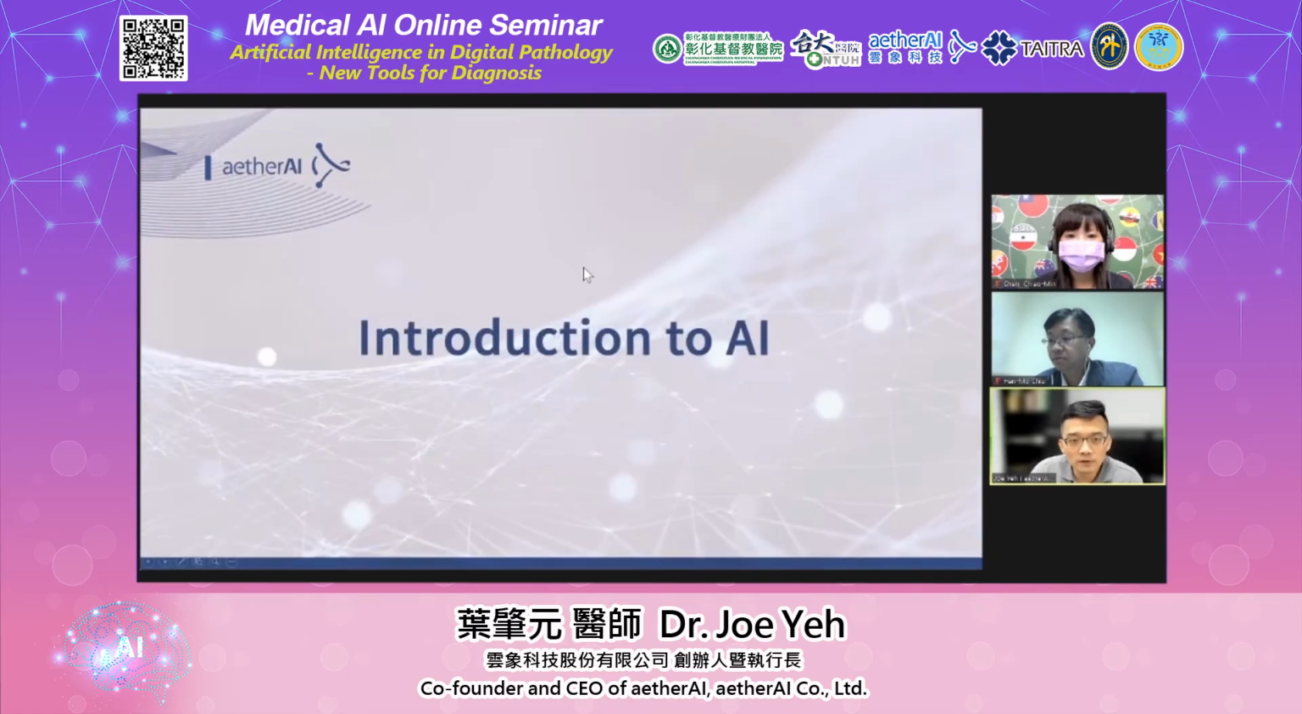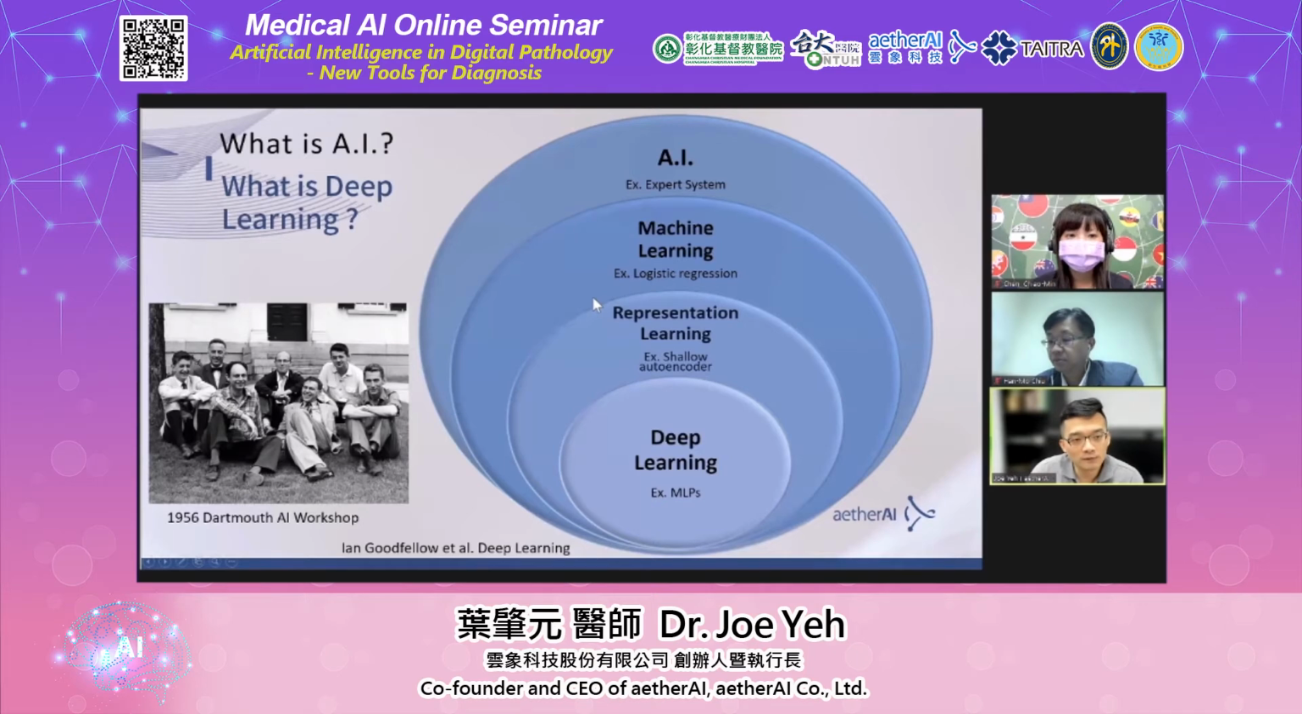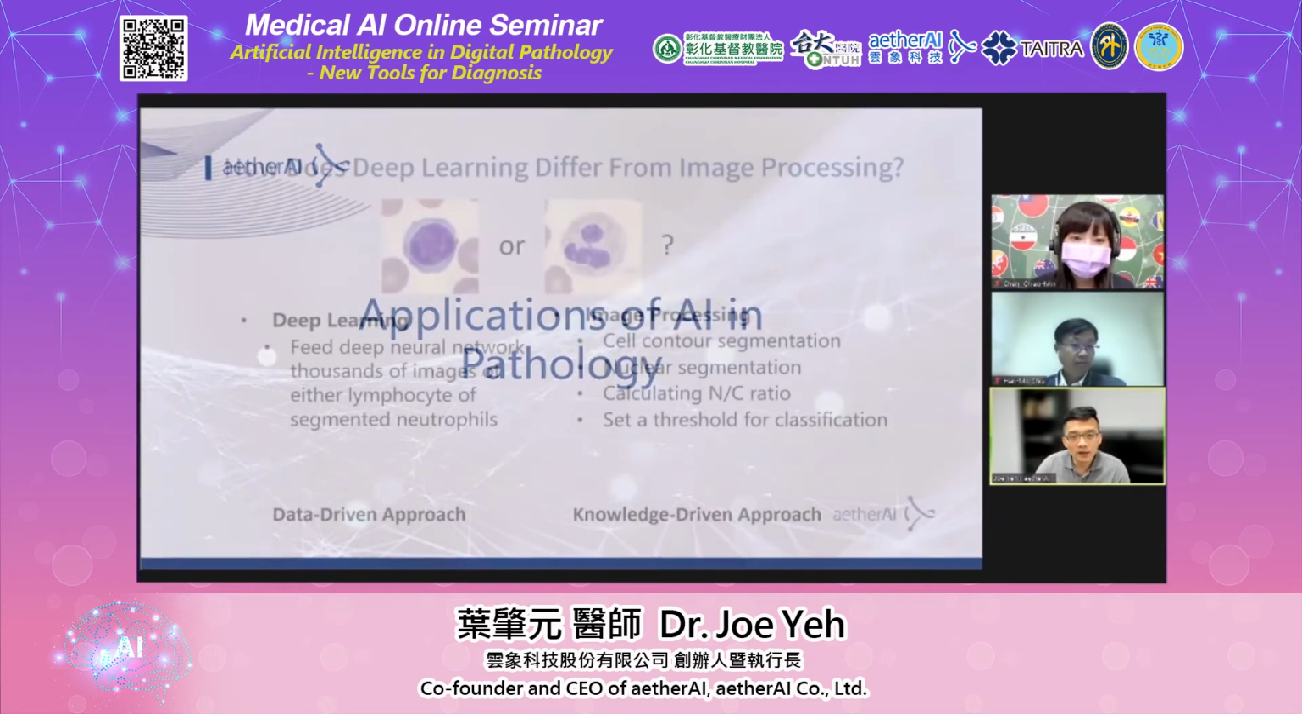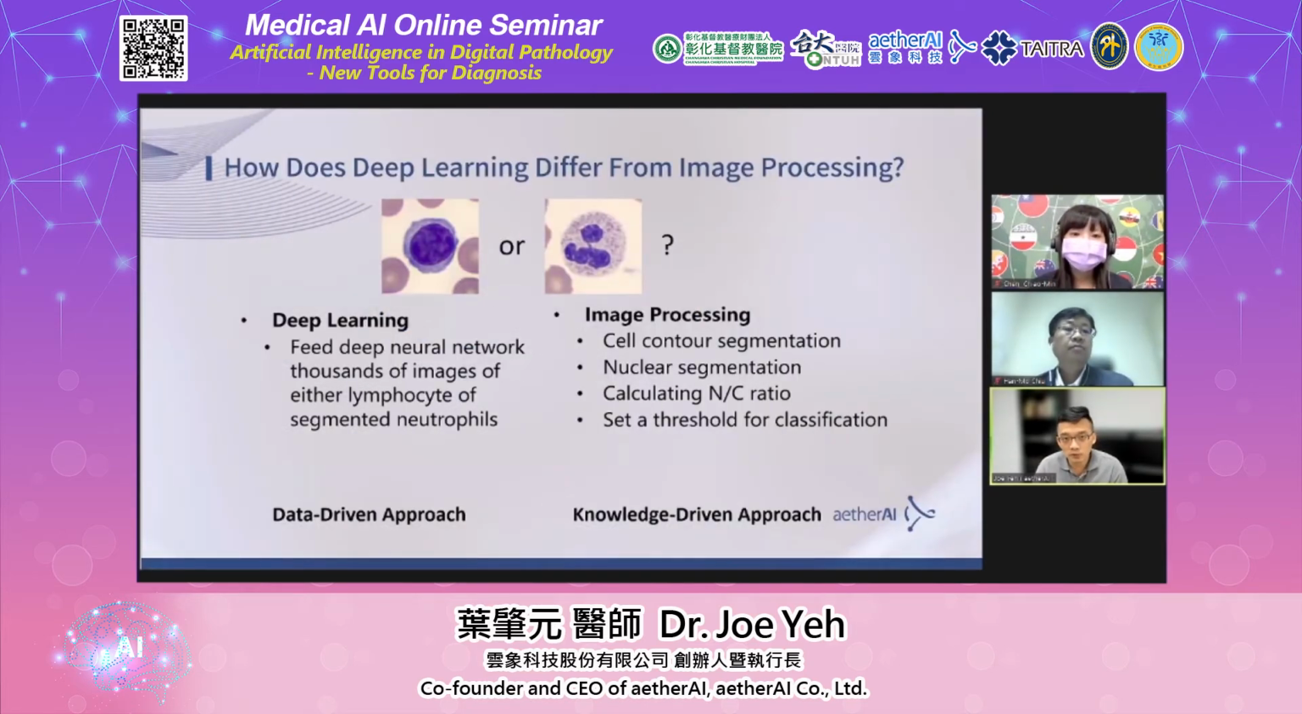First, I would like to briefly introduce the concept of AI. AI is a very broad field, and it has been developing since 1956. Today, we will be focusing on a very small subset of AI, which is deep learning. It is actually the driving force behind this current wave of AI revolution. How is AI different from image processing, or say, deep learning different from image processing?